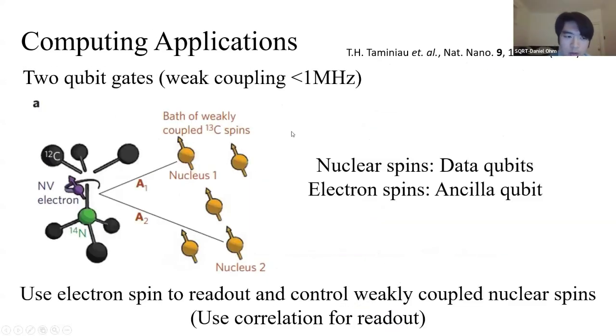But can you use the weak coupling? Yes, you can, apparently. You can use the weak coupling to also implement quantum computing. What you do is you use electron spin to read out and control weakly coupled nuclear spins by using their correlations in this bath of weakly coupled spins. And the delta doped diamond is very good for this because we have a 2D bath of very weakly coupled spins on top of the NV center layer.